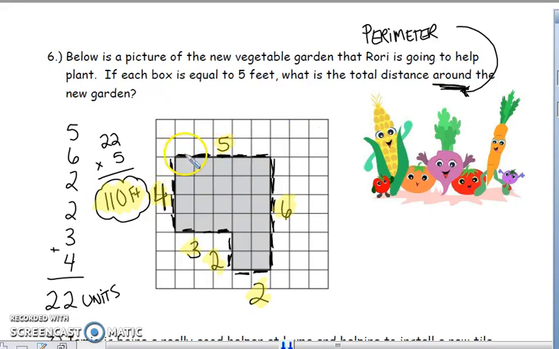So you could have gone 5, 10, 15, 20, 25. This was the length of 25. 5, 10, 15, 20, 25, 30, a length of 30, and added that up at the end. You can pick whichever method you like. So again, my method was to add up the length of each side and then multiply by what each one was equal to.